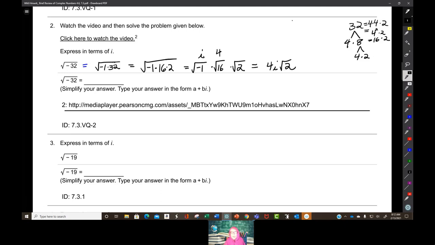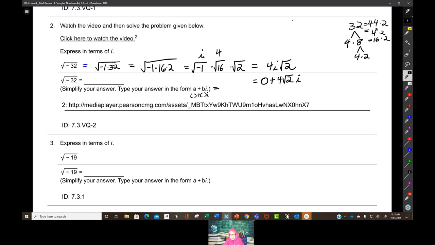And that's how you would write it if it weren't for this: type your answer in the form a plus bi. Okay. We have to have a real number plus a real number times i. So let's do this: 0 plus 4 times the square root of 2, because both of those are real numbers. And then on the outside of this, i.